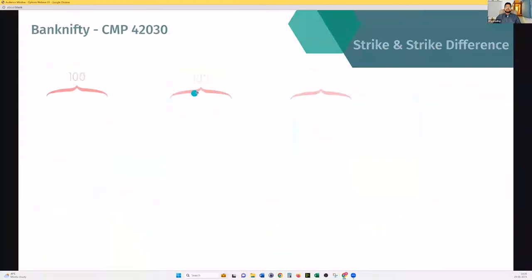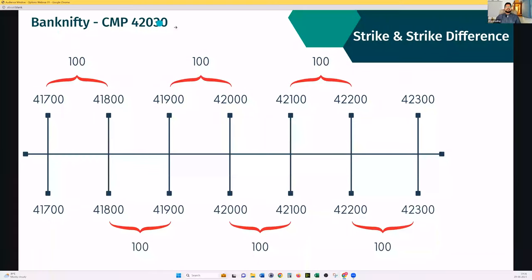Now in this case of Bank Nifty, the current market price is 42,000. On this aspect, let me ask you something. 41,800 is a strike or a strike difference? It's a strike, exactly. And the difference between the two strikes is known as the strike difference.